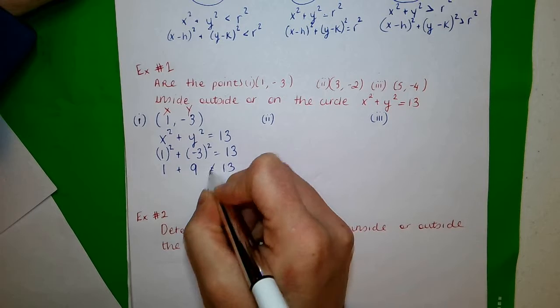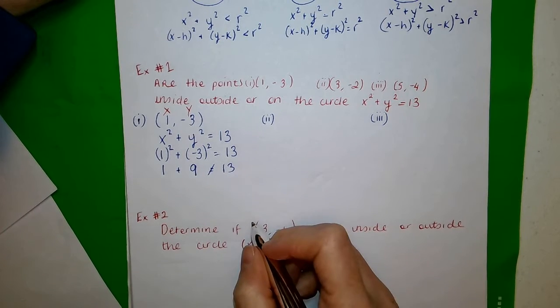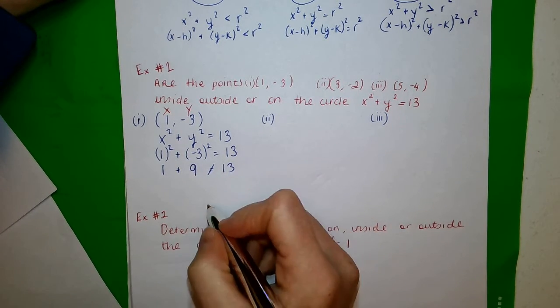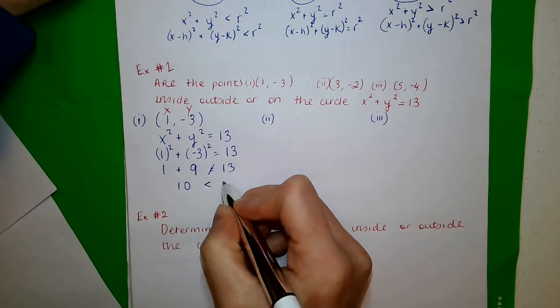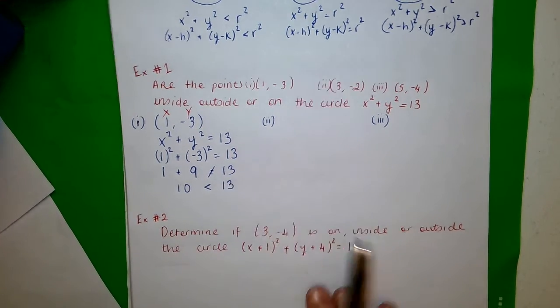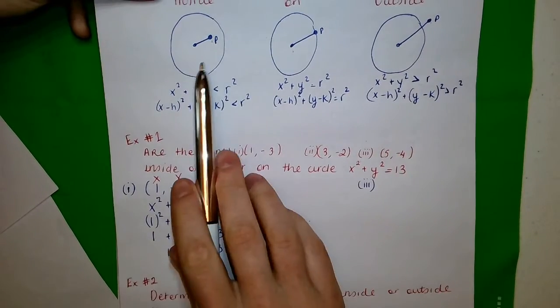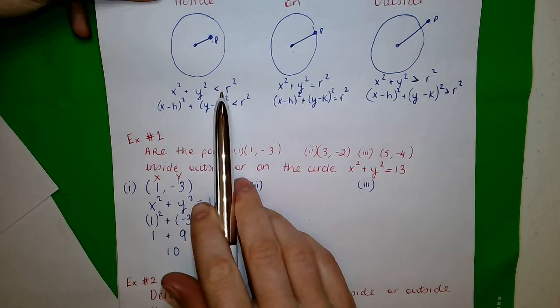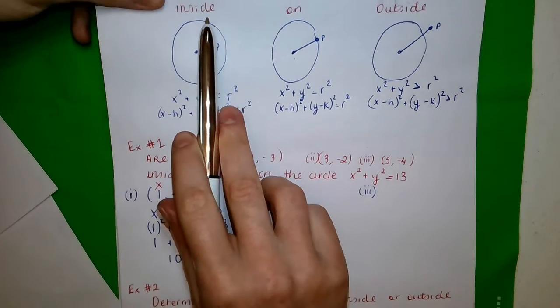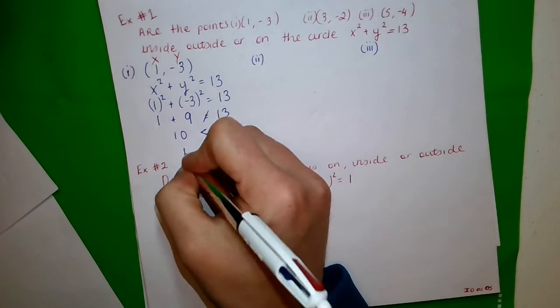1 plus 9 is not equal to 13. 1 plus 9 is actually 10, and we know that that is less than 13. If we go back up to the top here, if the left hand side is less than the right hand side, so if x squared plus y squared is less than the radius squared, the point is inside the circle. So this point is inside.